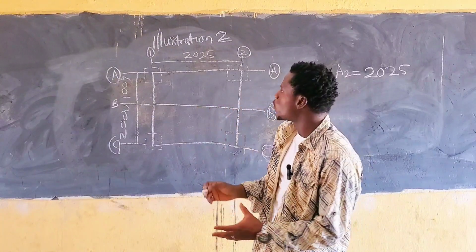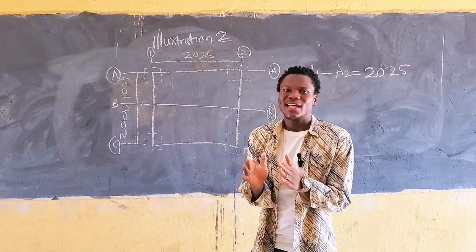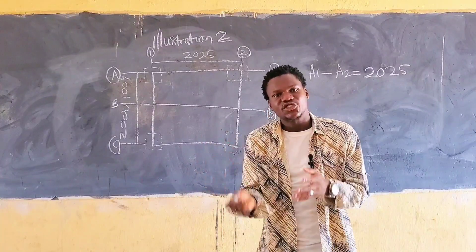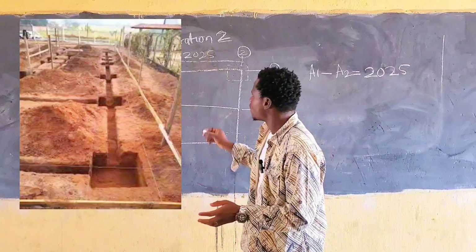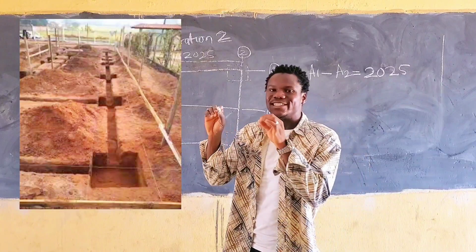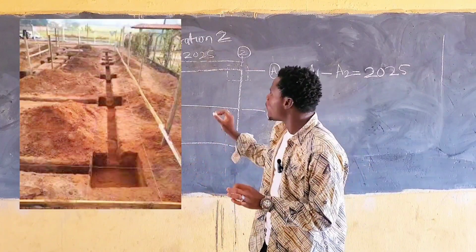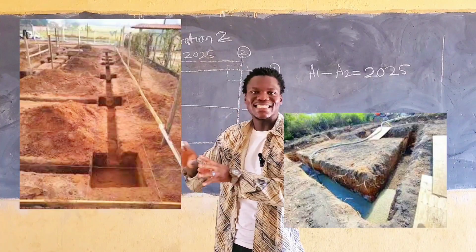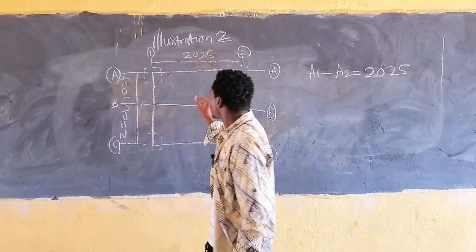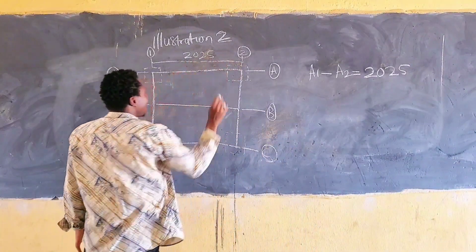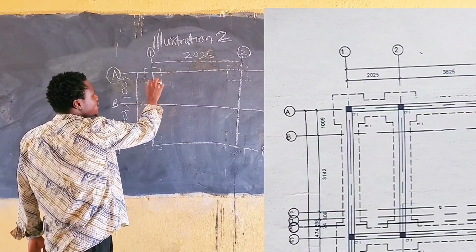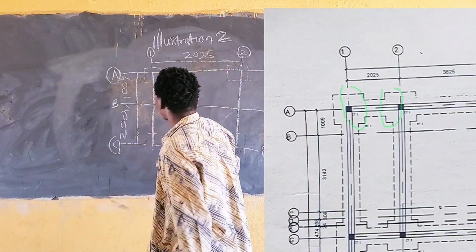But we want to learn how to measure the trench. And I said for the purpose of this class, whenever I say trench, I also mean strip. And for us to measure the trench accurately, we must deduct the column bases because we'll be measuring the column bases separately. It's a different item of work. So now this 2025, along that dimension, a column base falls here and another one falls here.